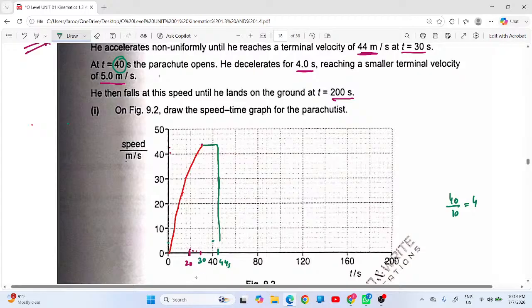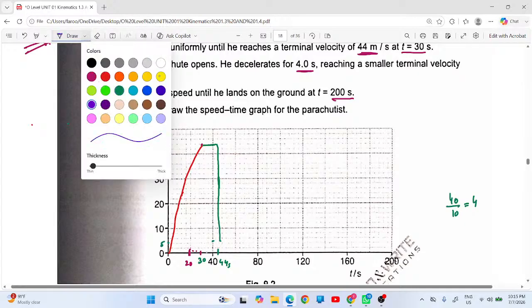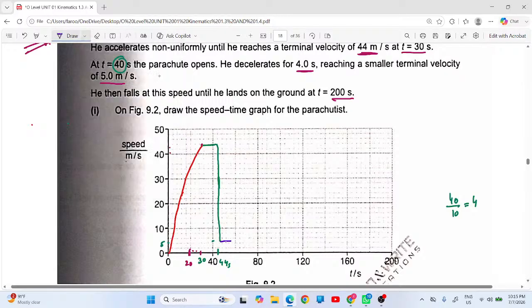Any confusion so far? No sir. Okay, next: he decelerates for 4 seconds reaching a smaller terminal velocity of 5 meter per second. I have reached 5, almost 5 here. Next, he then falls at this speed until he lands on the ground at 200 seconds. From here you have to draw a straight line up to 200 seconds. Acceleration becomes zero and he moves with a constant velocity. Then do it like this, okay?